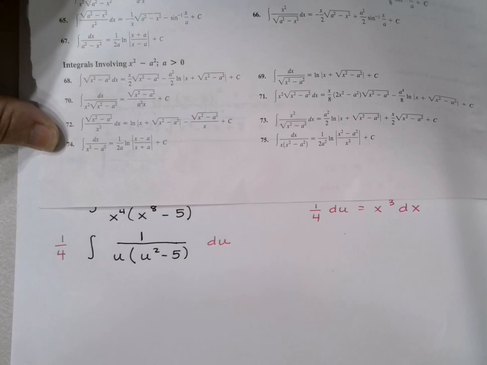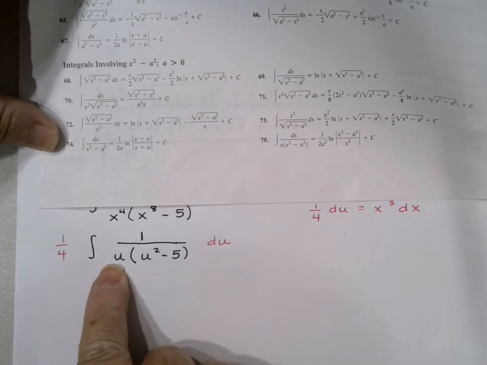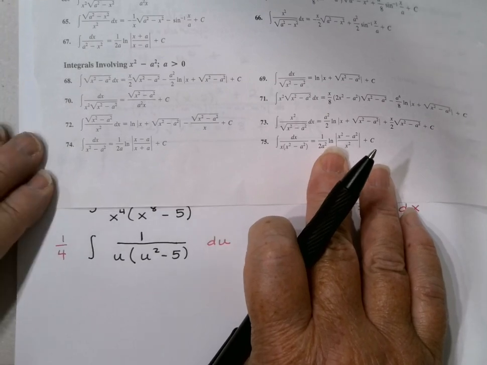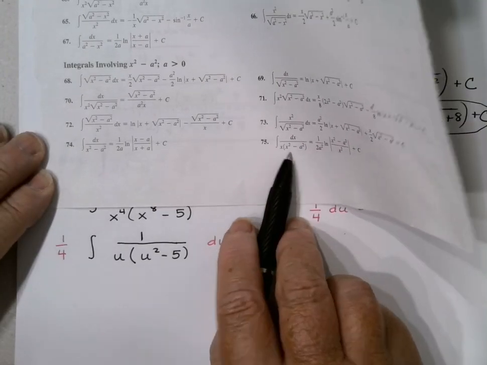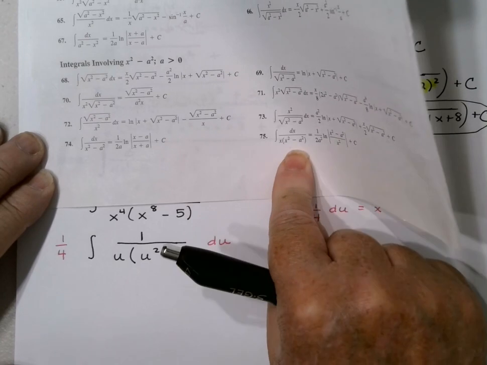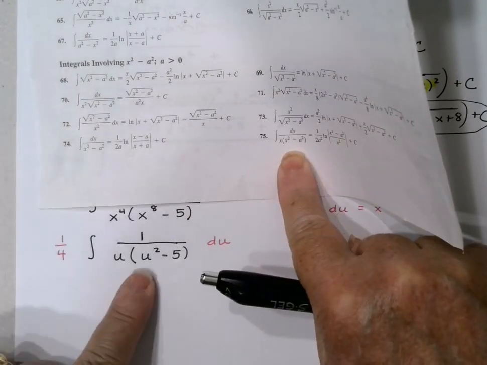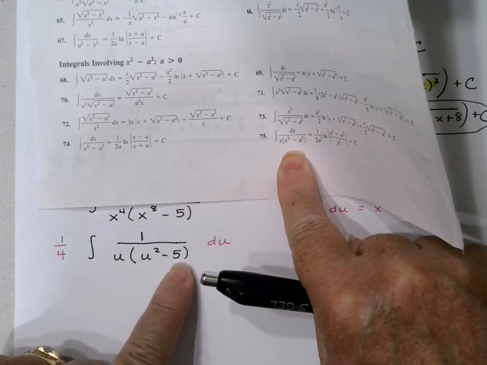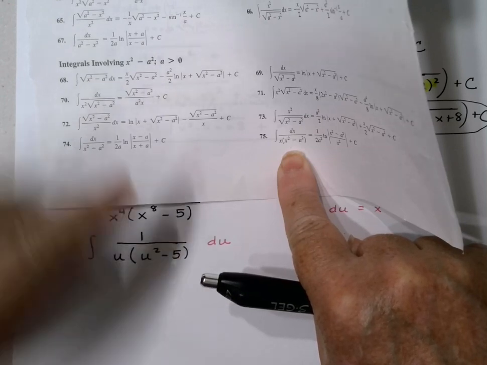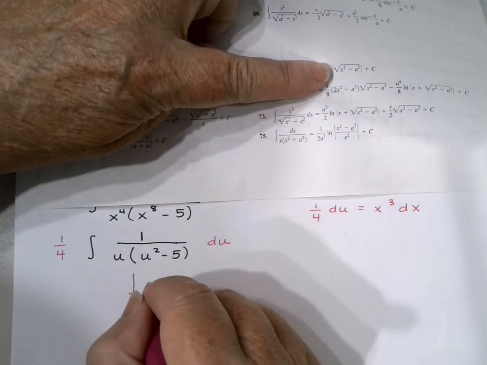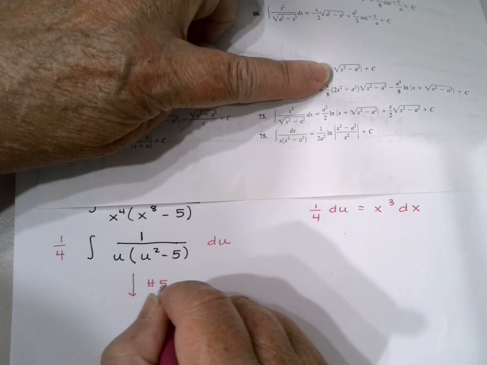So let's see, x squared minus a squared with an extra x out in front here. Let's see if we can find that one. Looks to me like this looks a lot like number 75. Of course, again, I've got u's instead of x's, but other than that, 75 pretty much looks like what I've got here. My a value is going to be the square root of 5.